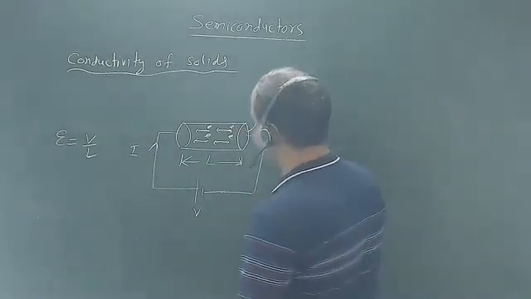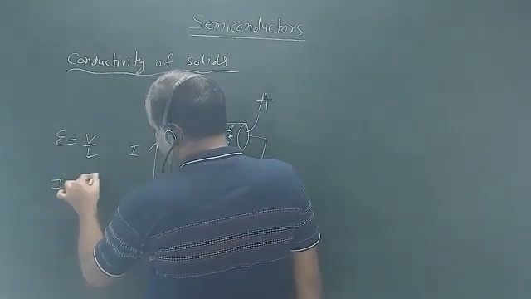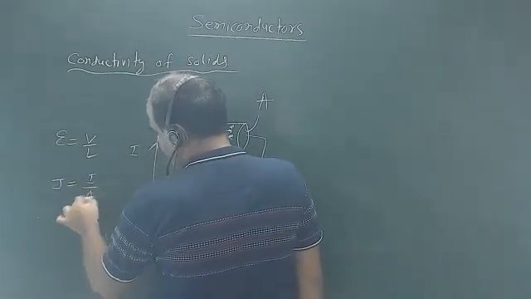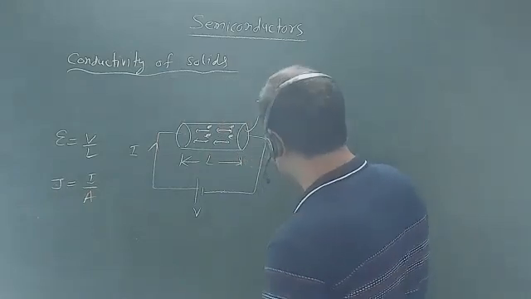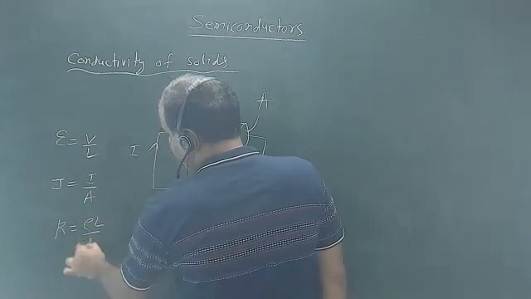If I say the current is I, then to calculate the current density, J is I by A. Also we know the resistance of the material is R equals rho L by A.